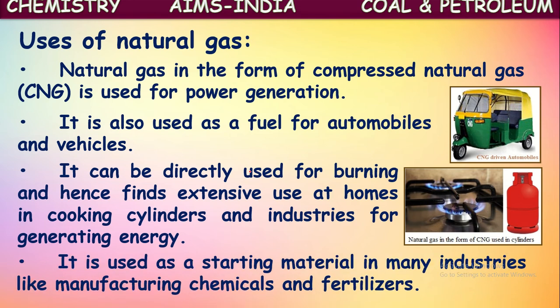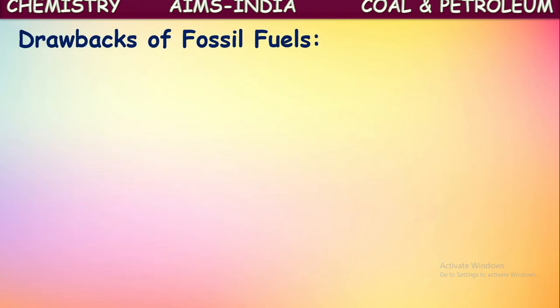It is used as starting material in many industries like manufacturing chemicals and fertilizers. Yes, not only in power generation and cooking at homes, this CNG is also used as starting material in many industries like manufacturing of chemicals and even fertilizers also. So these are the major important uses of natural gas we have seen. But there are some drawbacks also in using these fossil fuels. Let us see what those are.